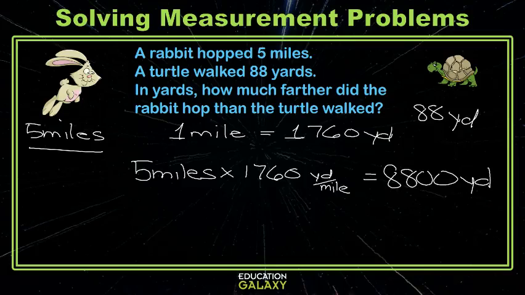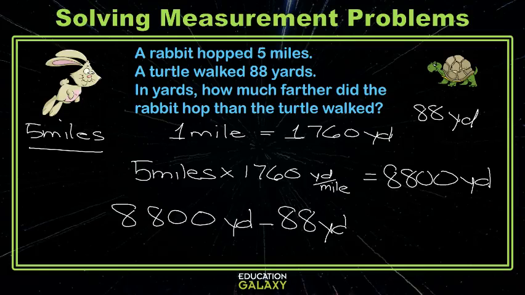Okay, now we need to know the difference. How much farther did the rabbit go? So that's 8,800 yards minus 88 yards, which gives us 8,712 yards. Ta-da, we solved it.